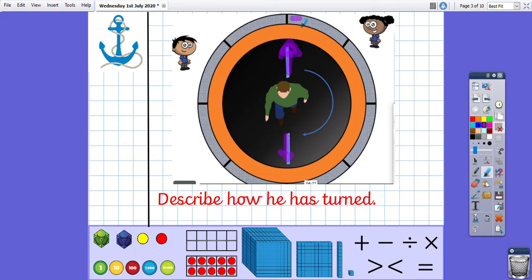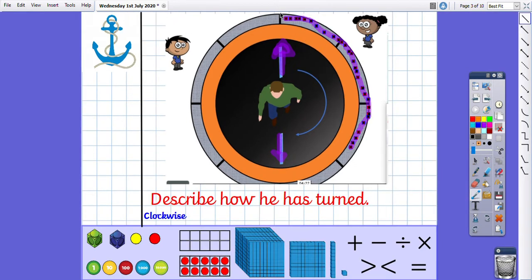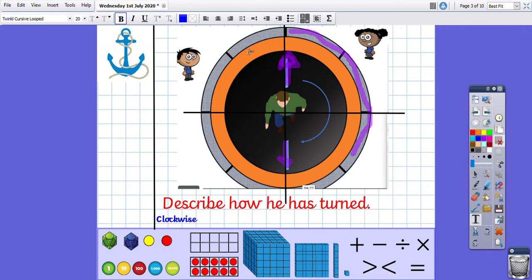What direction is this? So we know he has turned clockwise because that is the direction of the clock. It's more than a 1/4 turn because if I split this into my quarters, straight down like this, he's not facing this way, so that's 1/4, 2/4, which is also a half. So he has done clockwise half a turn. Well done if you got that correct.